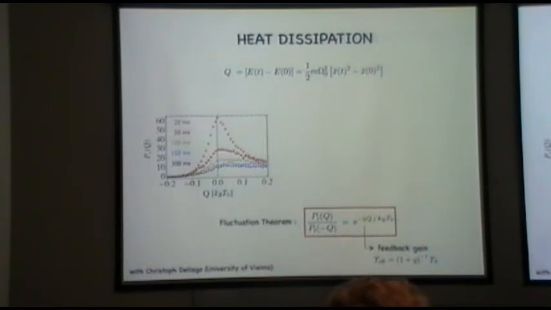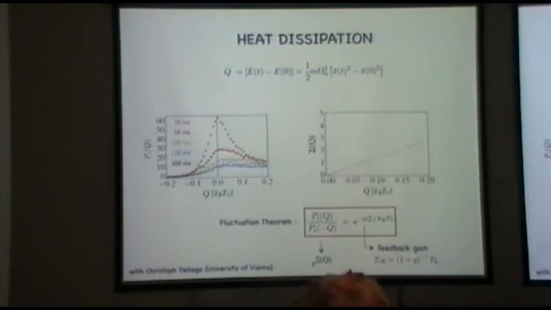Now, in order to test whether our system satisfies this fluctuation theorem, what we do is we take the logarithm of this. So we don't plot this ratio exactly. We compute what is in the exponent, the sigma here. And of course, this being an exponential, sigma should be linearly dependent on the heat. So what we expect is this. That's what we expect according to theory. So we have this linear relationship.